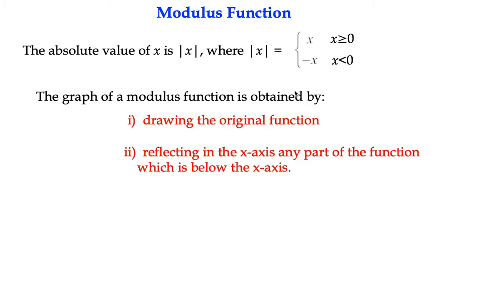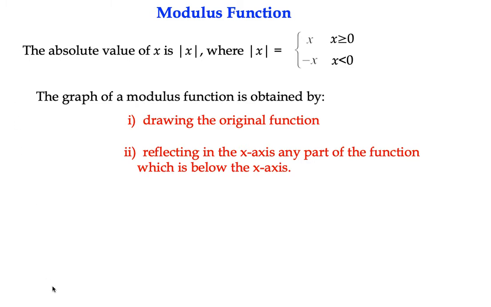Now, it creates an interesting function. So the graph of a modulus function is obtained first of all by drawing the original function, and then any parts of the graph which go below the x-axis, therefore the y coordinates are negative, we are going to reflect in the line y equals 0, the x-axis. In other words, we're going to represent it by the same distance above the x-axis as it was below the x-axis.